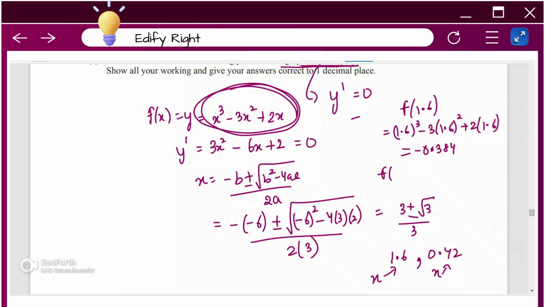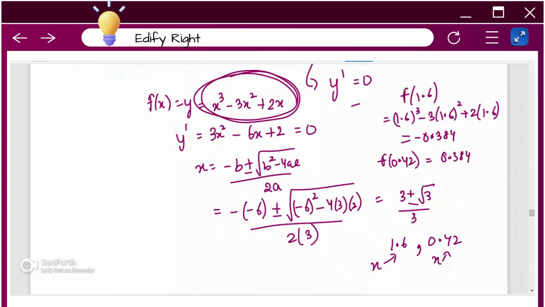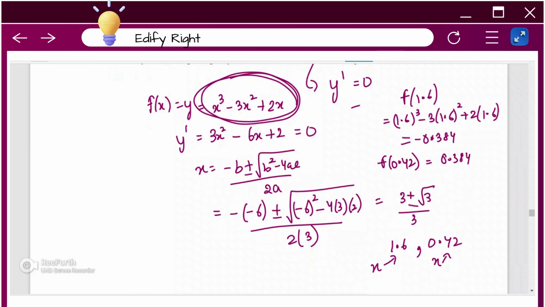Similarly, let's take f of 0.42. So if x equal to 0.42, what's the value of y? Do the same thing, just substitute 0.42 instead of x, you get 0.384. So let me just write it clearly over here.